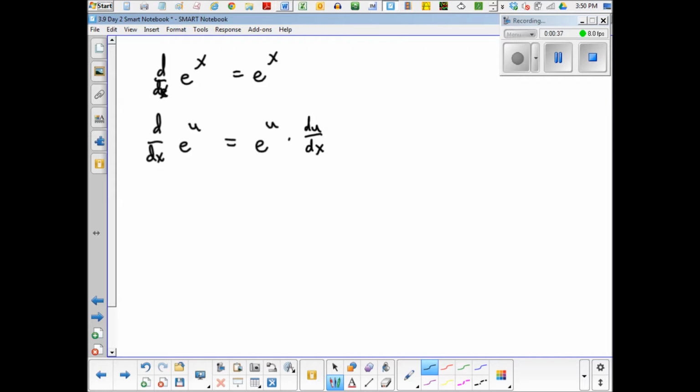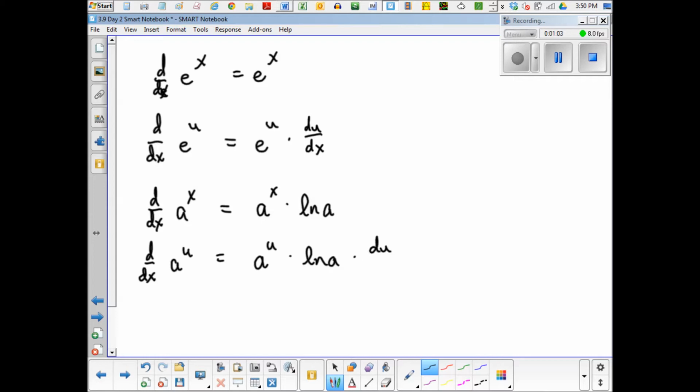Right? And then we also saw this with other bases. So d dx of a to the x is just a to the x times ln a, or with the chain rule, d dx of a to the u equals that same a to the u times ln of a times u prime, which is, by definition, the derivative of u with respect to x.